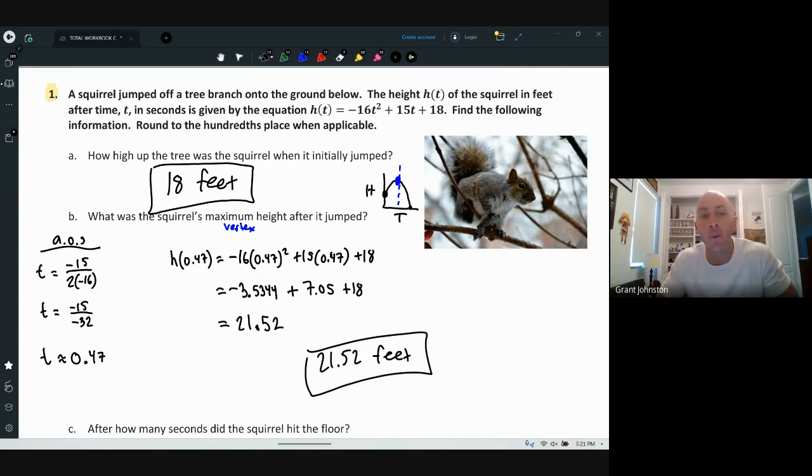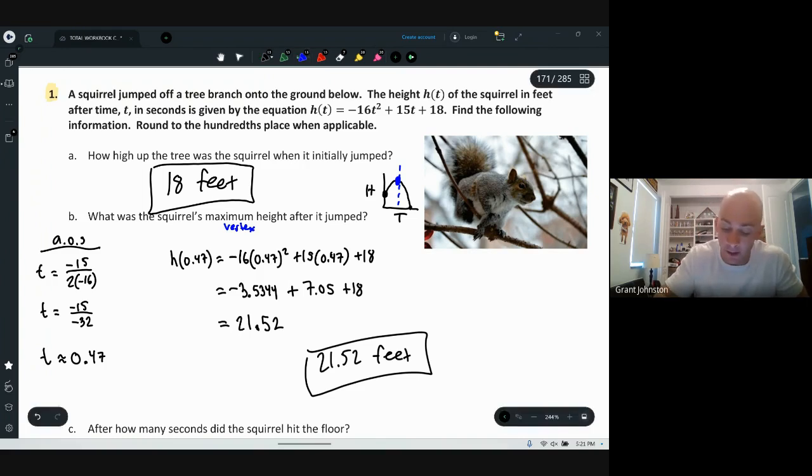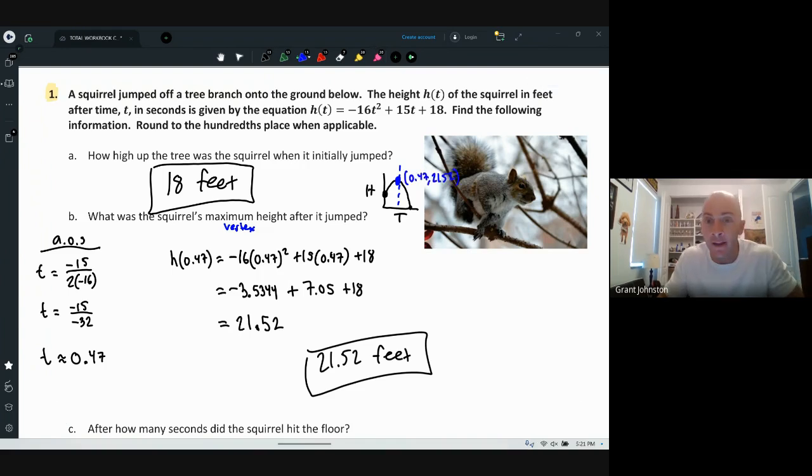It's not asking for what time it reached its maximum height. It's asking what is that maximum? So it's asking for the height. So like this point up here in my little terrible sketch graph, 0.47, comma, 21.52. The 21.52 is the height. The 0.47 is the time it took for the squirrel to reach that height. Okay, that can be a little confusing.